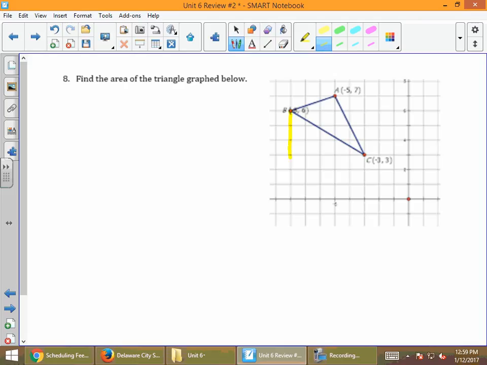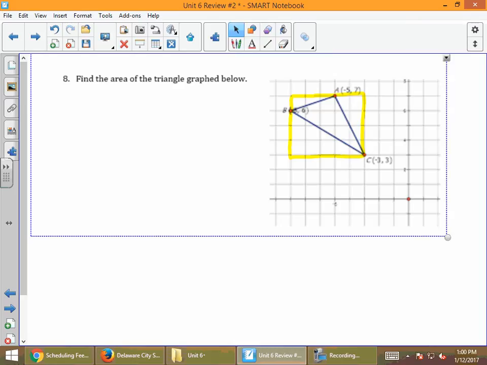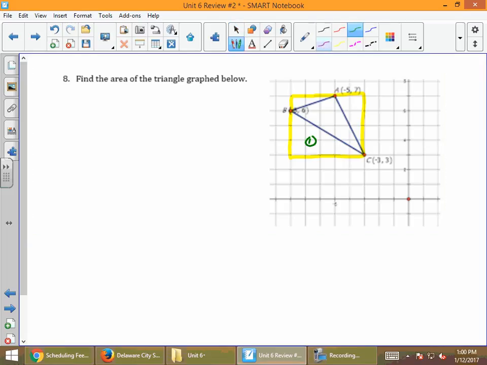So when you're trying to find the area of a triangle, draw a box, like so, around the triangle so the vertices touch the edge of that box. What we're doing is finding the area of that box and then subtracting the area of these three little triangles, and that will leave us the area of that middle triangle. So find the area of that box first.